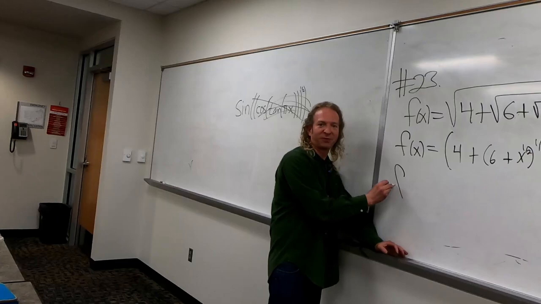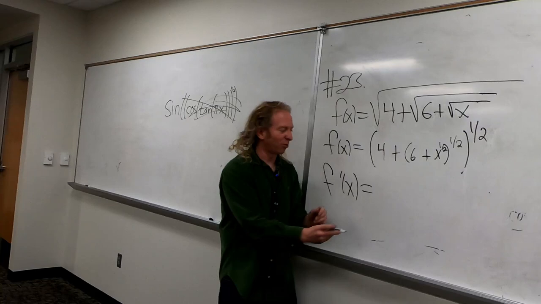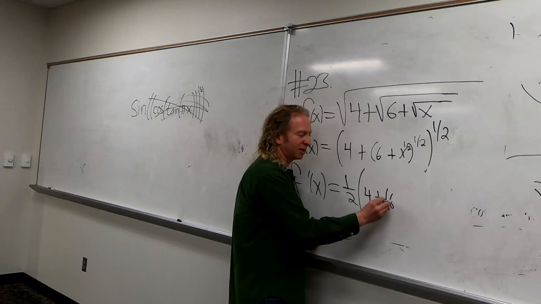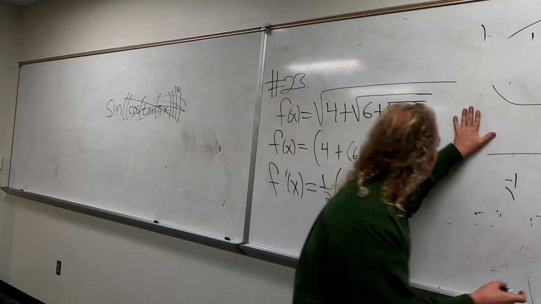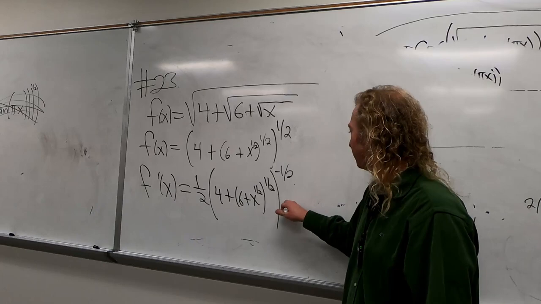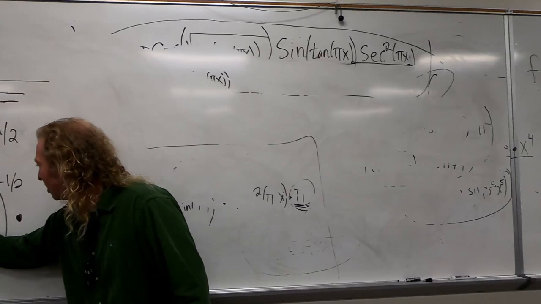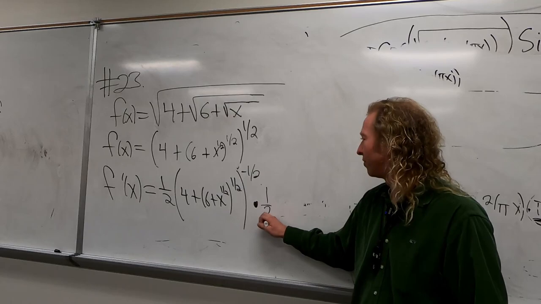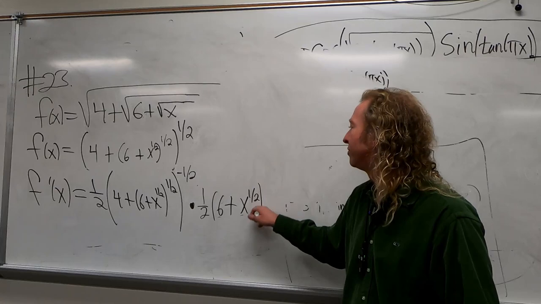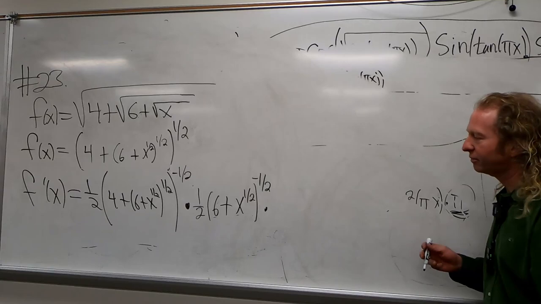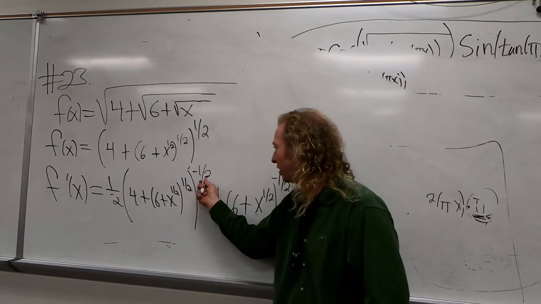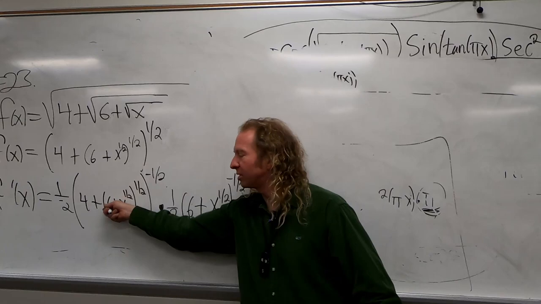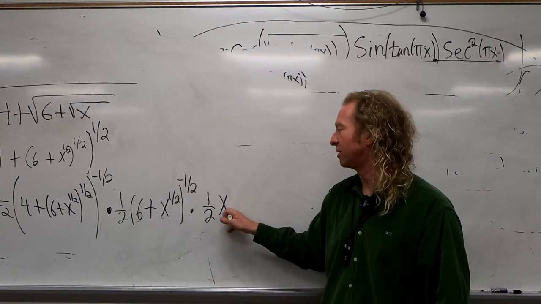So f prime of x. You put the 1/2 in the front, right? So 1/2 times (4 plus (6 plus x to the 1/2) to the 1/2) to the negative 1/2, times the derivative of the inside. So this is 0. Then this one is another chain rule. So 1/2 times (6 plus x to the 1/2) to the negative 1/2, times... leave the inside untouched, negative 1/2, take this derivative: you subtract 1, now it's the derivative of this, so 1/2 x to the negative 1/2.